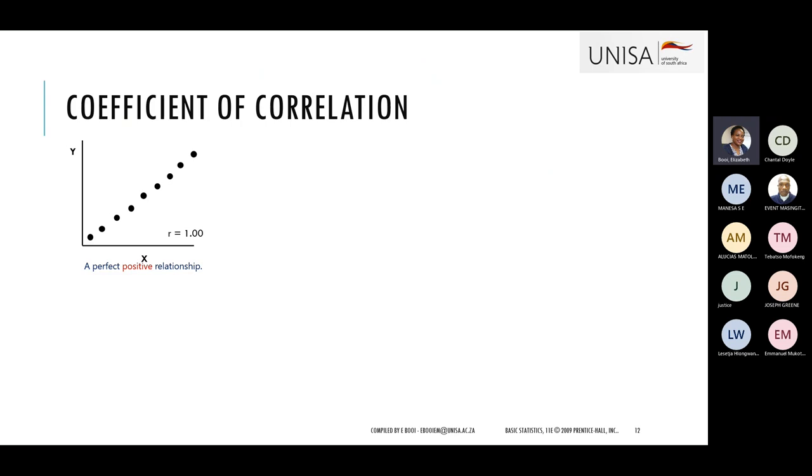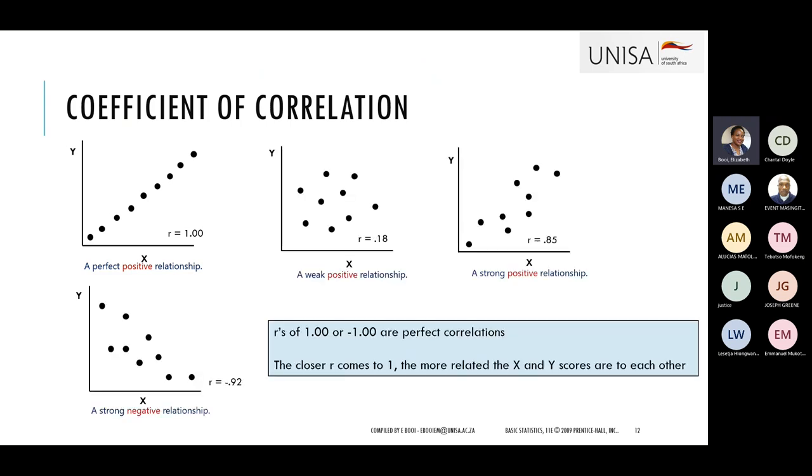So I'm not going to go through all this because we spoke about it. We looked at them when we were looking at the scatter plot. But if, for example, a scatter plot looks like the second one, where everything is scattered all over, when you calculate your R, you might find that your R is 0.18, which will tell you that this is a weak positive relationship, because when you're looking at the scatter plot itself, you can't determine whether this is positive or negative.